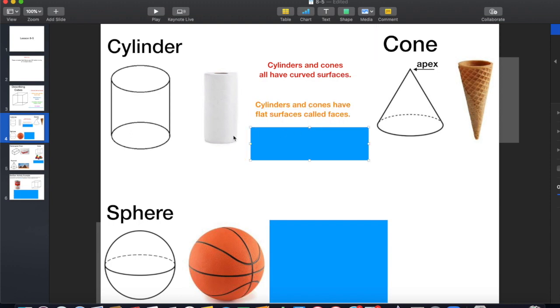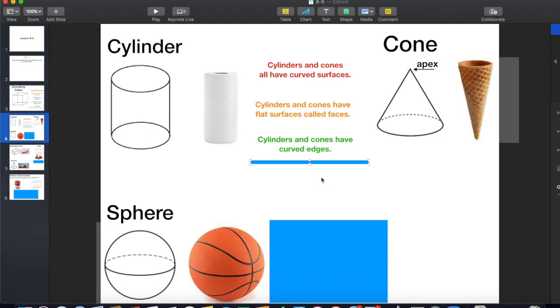Cylinders and cones have flat surfaces called faces. So similar to a cube, they have flat surfaces called faces, but in a cylinder, those faces are circles. So there's a flat surface here and a flat surface here, so it has 2 faces that are circles. A cone only has 1 face, 1 flat surface, which is a circle.